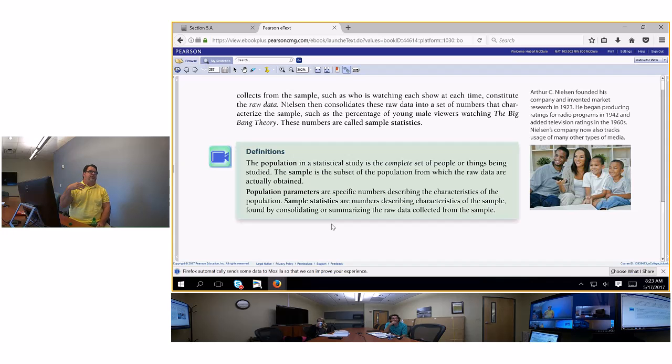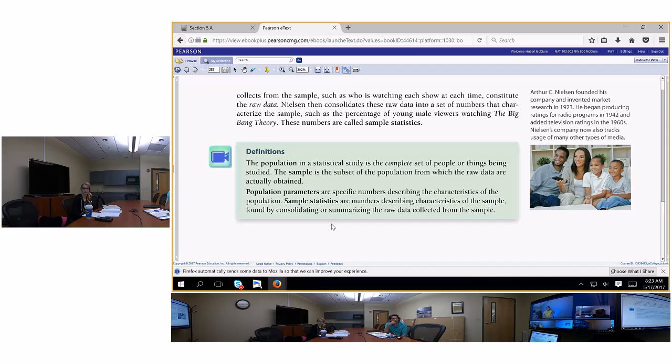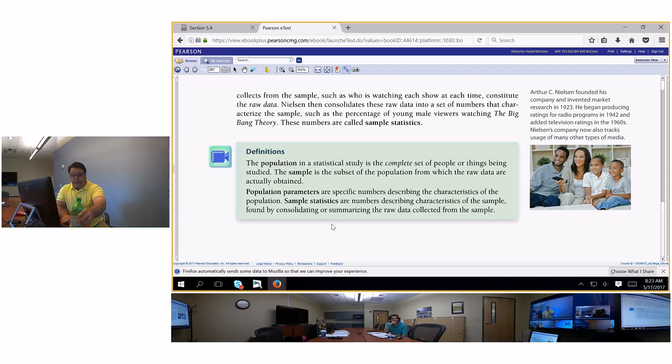Now, why would we use a sample instead of surveying the whole population? Because of the two most important things in the real world. What are they? Convenience. Kind of. Time and money. It's your parents' fault, don't worry. Time and what? Money.